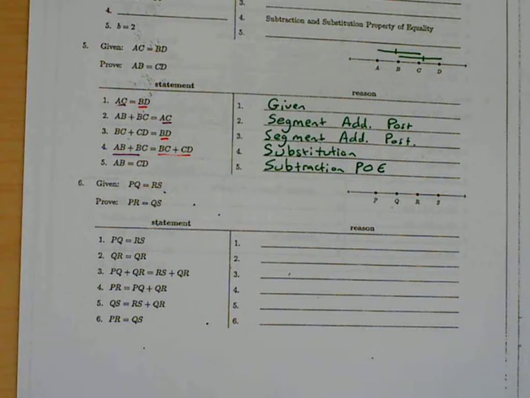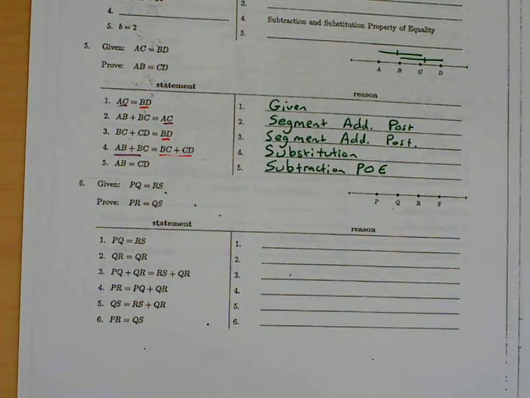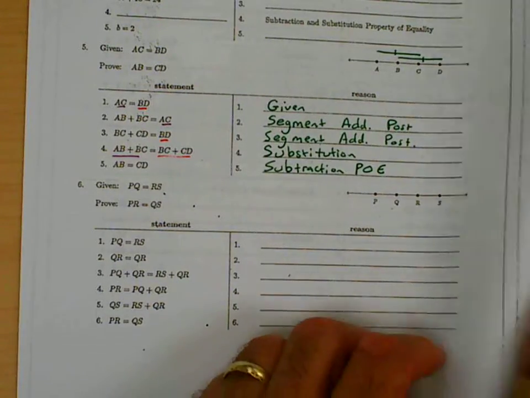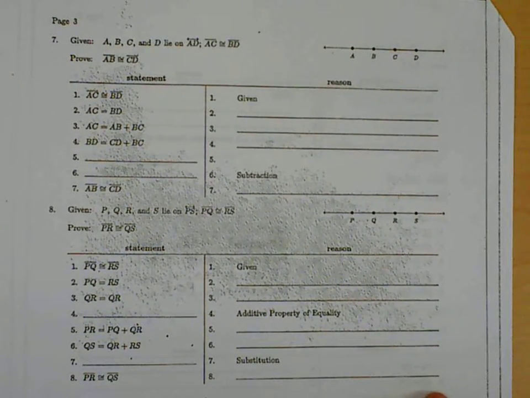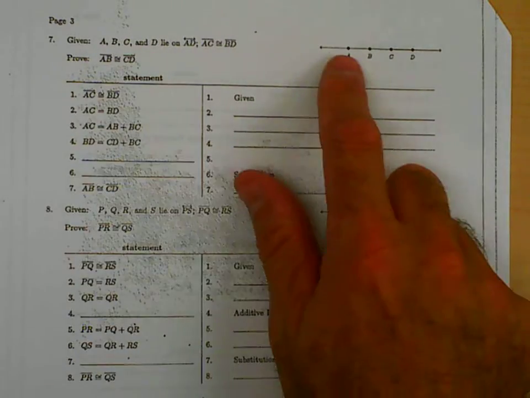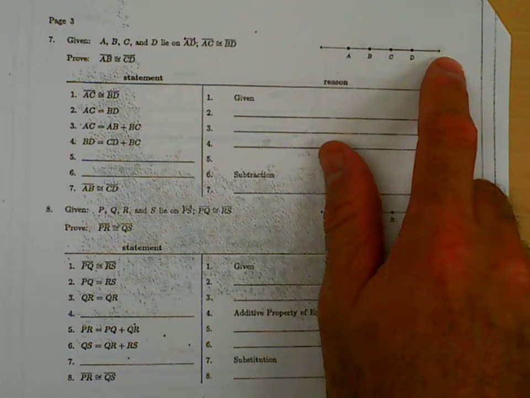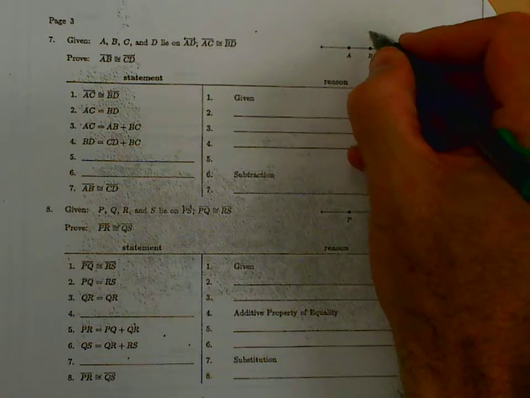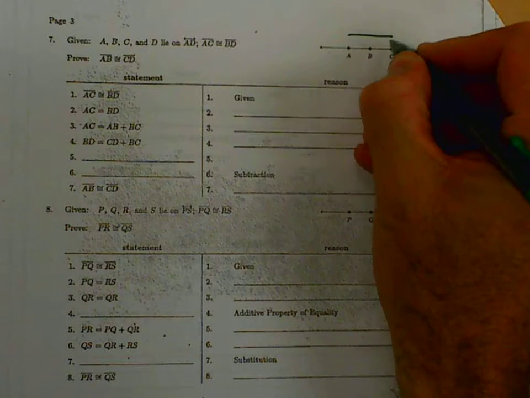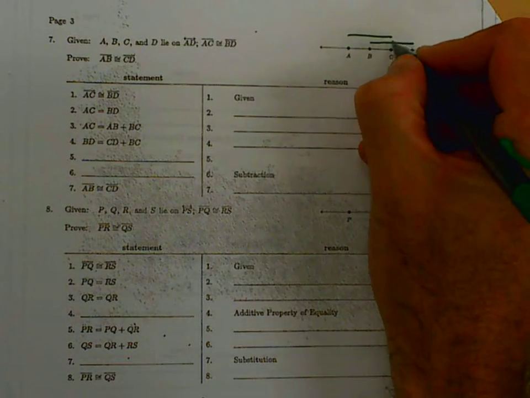And again, this is somewhat of a geometric proof, although it's not a very complicated one. It's pretty simple. The next one we're going to do is number 7. Number 7, again, we're given A, B, C, D, all are on this line. And they also tell us a congruency. They tell us that AC is congruent to BD. That's congruent to that.